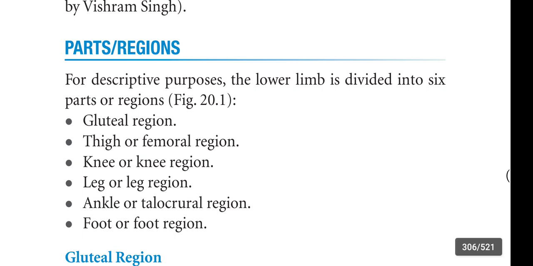Number 1, gluteal region; thigh or femoral region; knee or knee region; leg or leg region; ankle or talocrural region; foot or foot region. These are the 6 regions in lower limb.